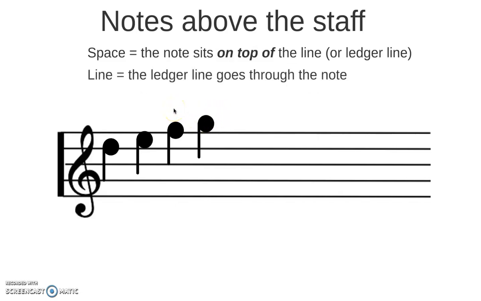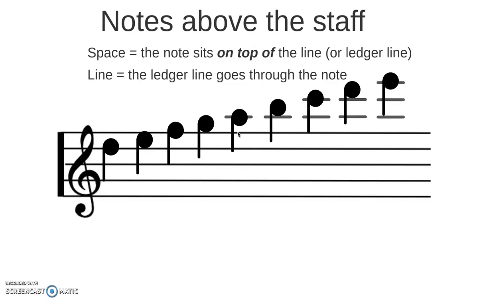Line still means the line goes through the note. In this case, the ledger line goes through the note. This is a ledger line. It's an extra line that we add when we run out of the normal 5 lines on the staff. Ledger line goes through the note. Note sits on top of the line. Now we have 2 ledger lines. Now we have on top of 2 ledger lines. Now we add a 3rd ledger line, and you can keep going forever that way.